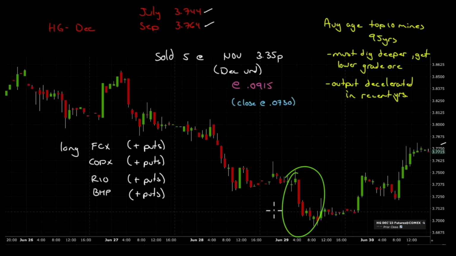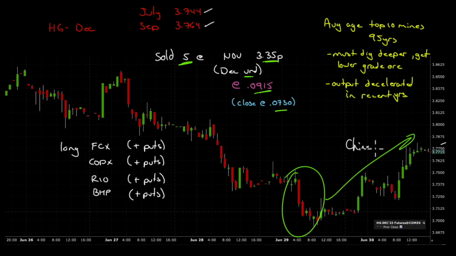This happened, and the price fell down towards the low 370s. I said I would wait till the low 360s, but I didn't. I sold 5 in initial position of the November 335 puts with the December underlying at 915. Closed at 730 because we had this the very next day on China hopes, right?